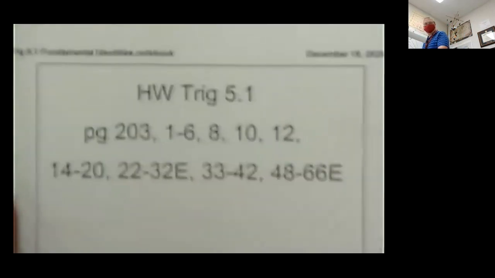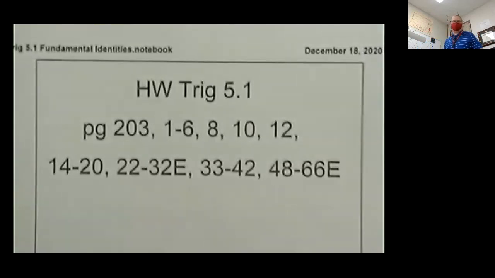Here's our first homework assignment for trig identities. That is section 5.1, page 203. And we're doing problems 1 through 6, 8, 10, 12, 14 through 20 all, 22 through 32 evens, 33 through 42 all, and 48 through 66 evens.